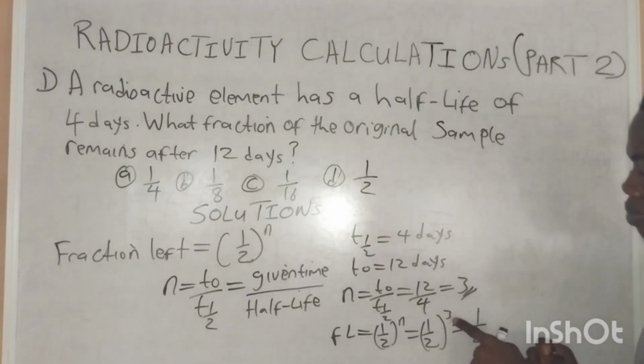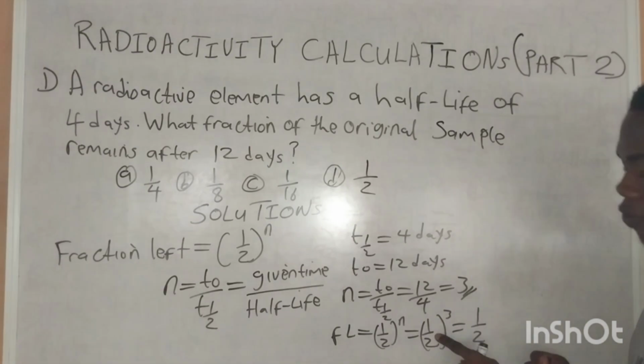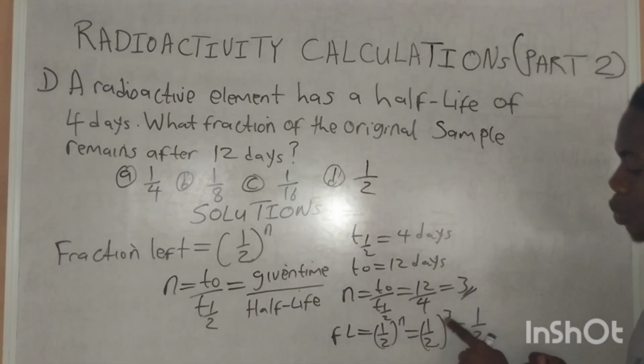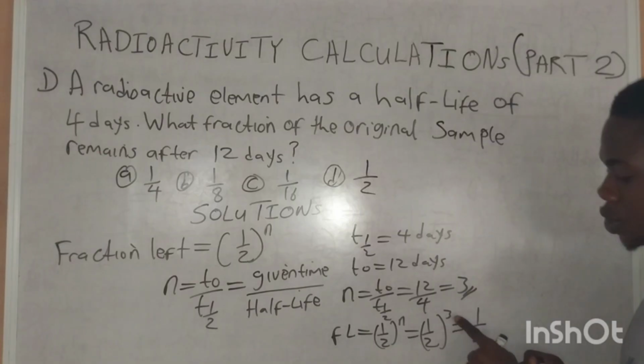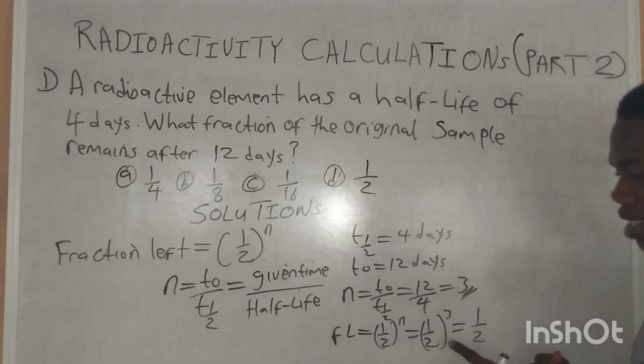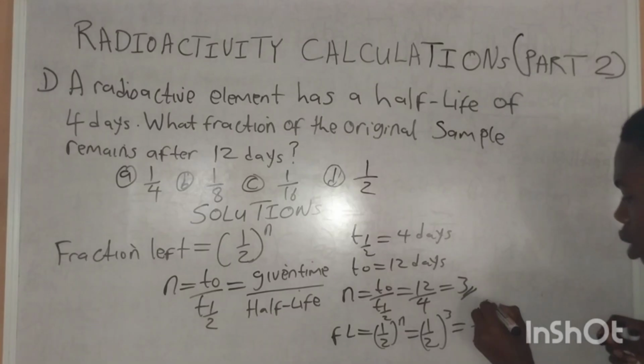Now, say the 3 outside the bracket applies to both the 1 and the 2. So the 3 is for both the numerator and the denominator. What I will do now is use the 3 to open the bracket. So that's what I want to do here right now. Now 1 is raised by 3 and 2 is raised by 3.